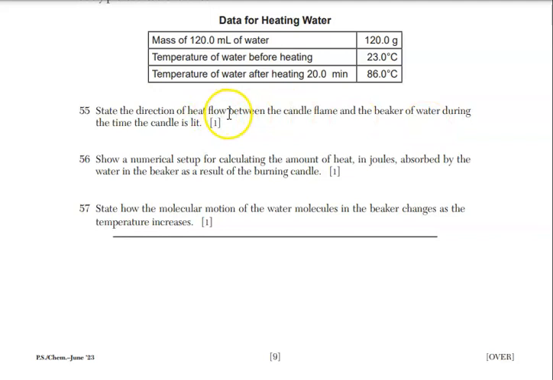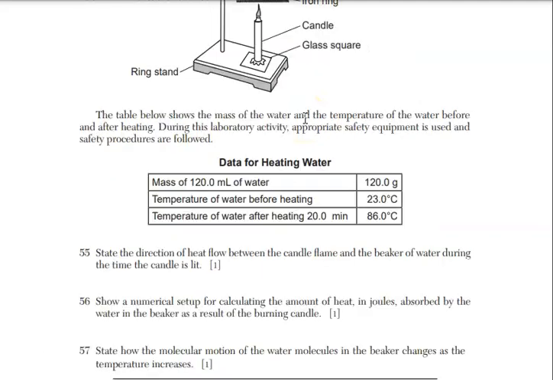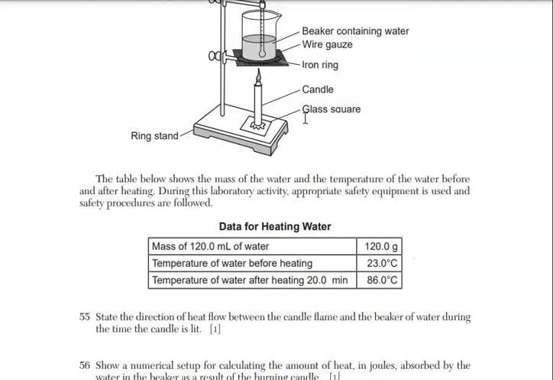55, state the direction of heat flow between the candle flame and the beaker of water during the time the candle is lit. Well, heat always flows from hot to cold, no matter what. And take a look at the temperatures, right? Because we can't just assume that the water was lower in temperature, but you can see that it was only 23 degrees and went up to 86. So obviously the heat flow is going from the candle flame to the beaker of water.